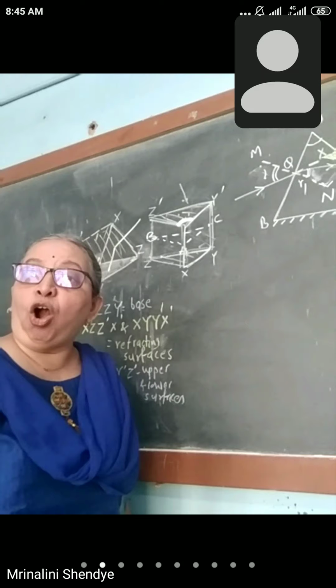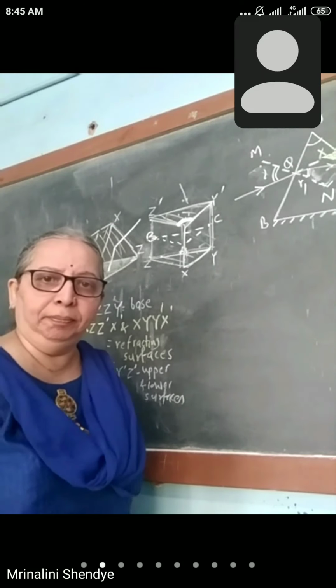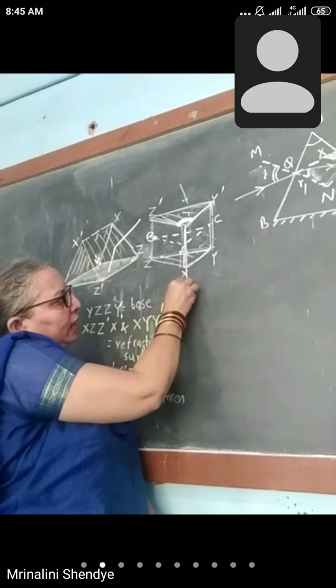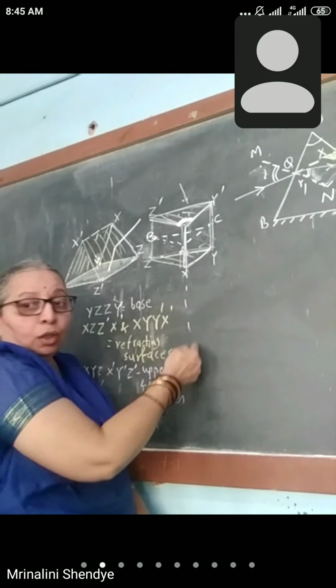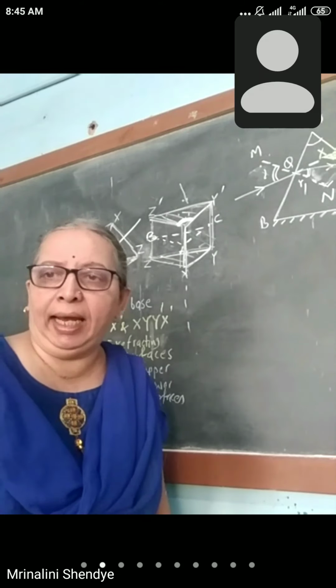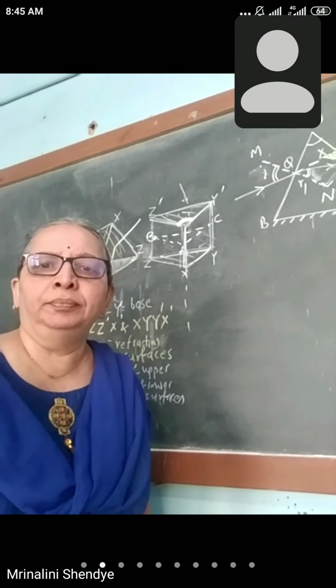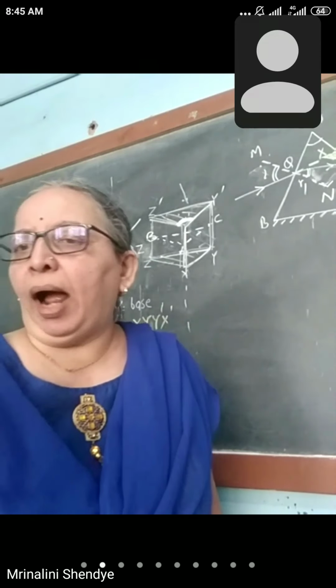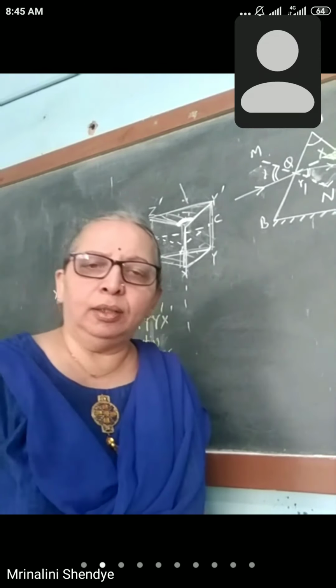These two refracting surfaces, rectangular in nature, are inclined at certain angles. This is called the angle of prism. And these two refracting surfaces meet each other at one common edge. It is called the refracting edge of the prism.